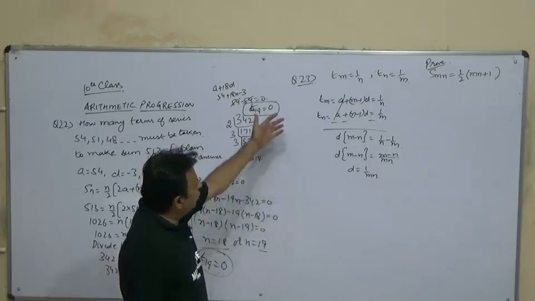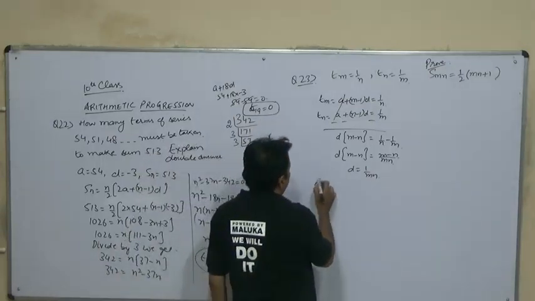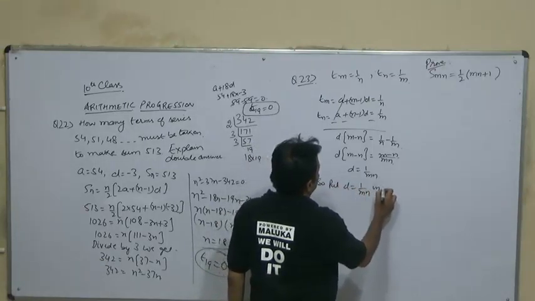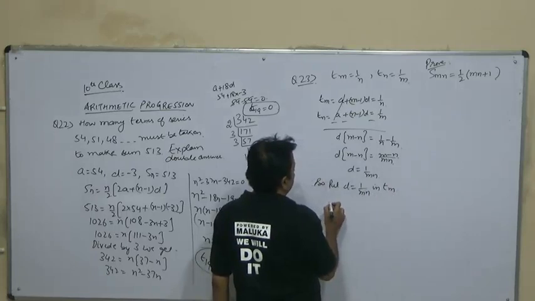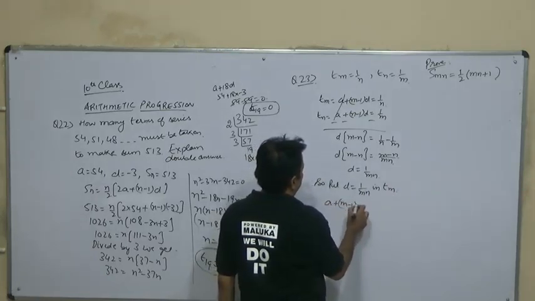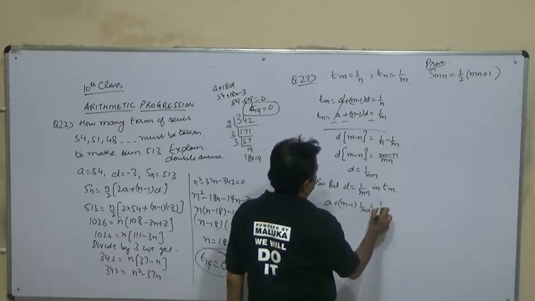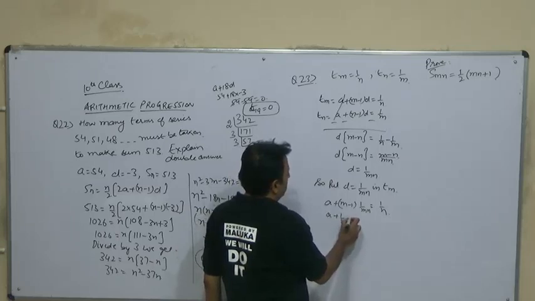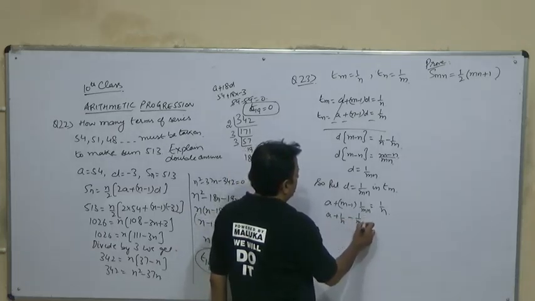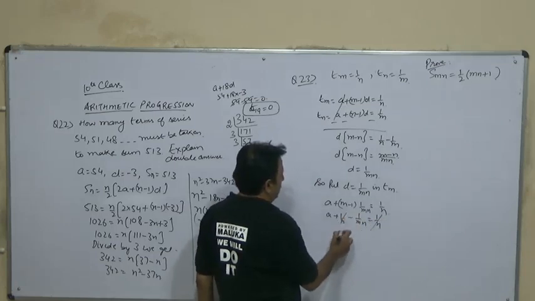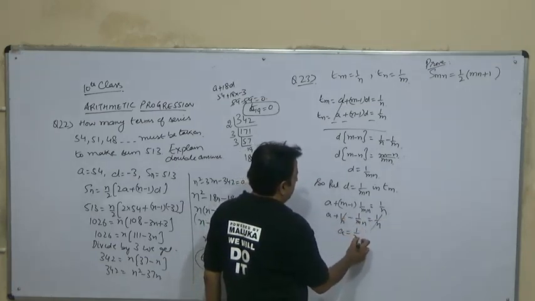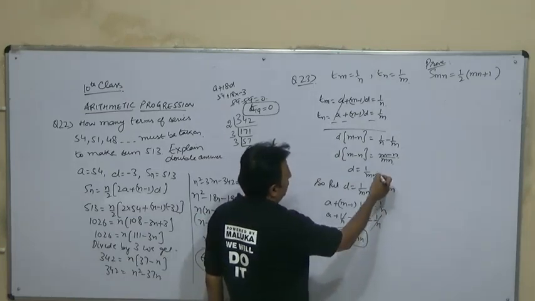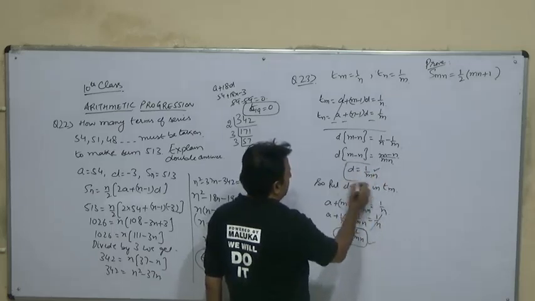So substitute this value in Tm. So put d is equal to 1 upon mn in Tm. So we get a plus m minus 1 into value of d, which is 1 by mn, is equal to 1 by n. So this will be here a plus 1 by n minus 1 by mn is equal to 1 by n. This cancels out. A value is 1 upon mn. So this is what we did yesterday also, that is to find the value of d and a as 1 by mn.